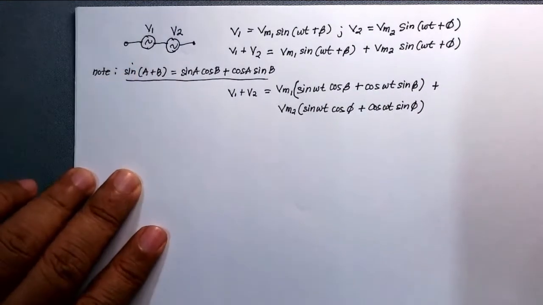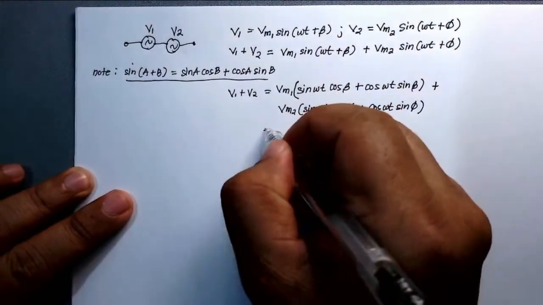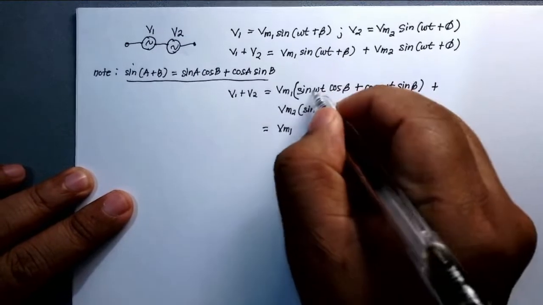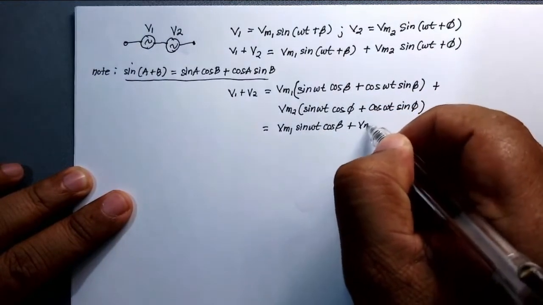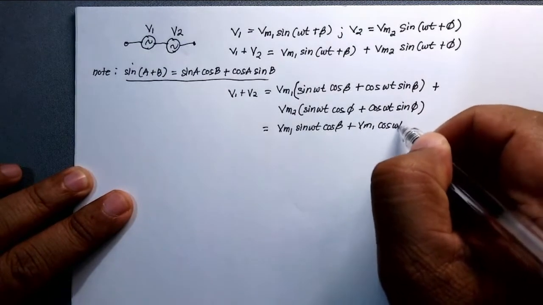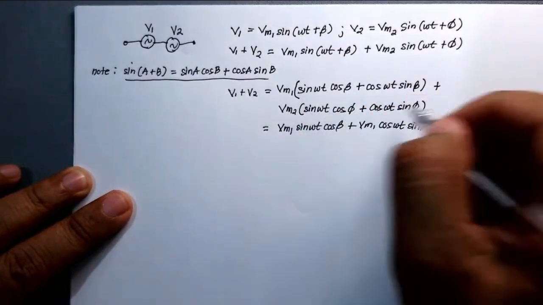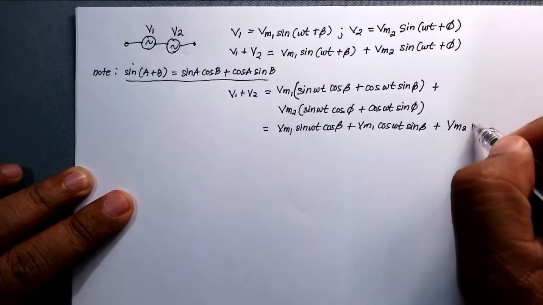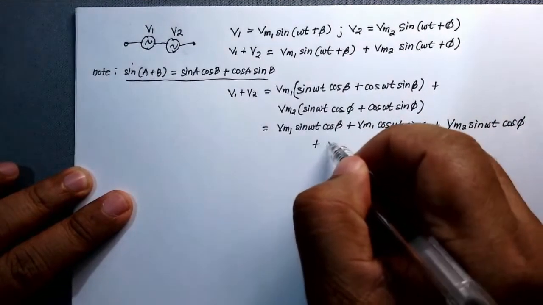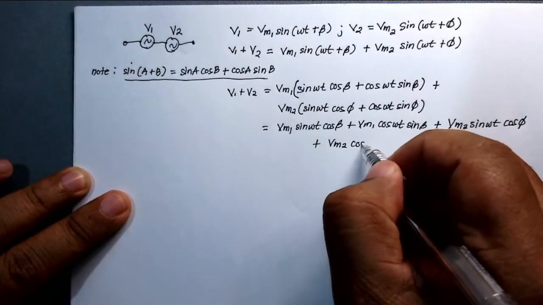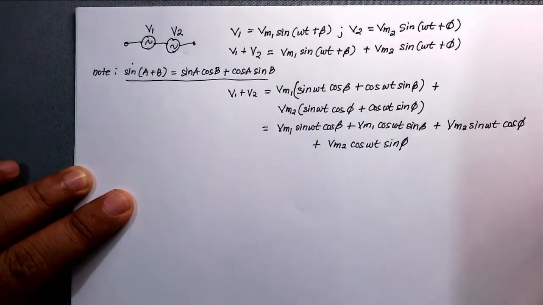Okay, so that's it. What we should do is to distribute V sub M1, and showing to you the distribution, that will be V sub M1 multiplied here. So that will be sine omega t cosine beta plus V sub M1 cosine omega t sine beta, plus distribute also V sub M2 multiplied to each term. So you have V sub M2 sine omega t cosine phi plus V sub M2 cosine omega t sine phi. Okay. So that's it. This will be the distribution.